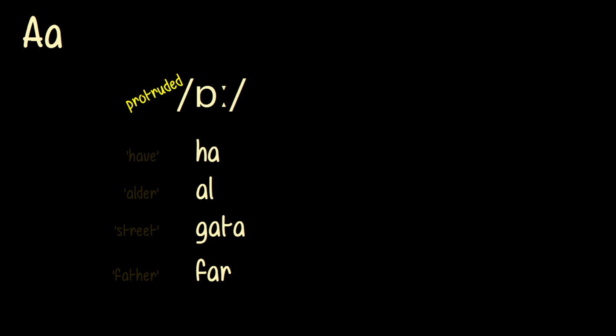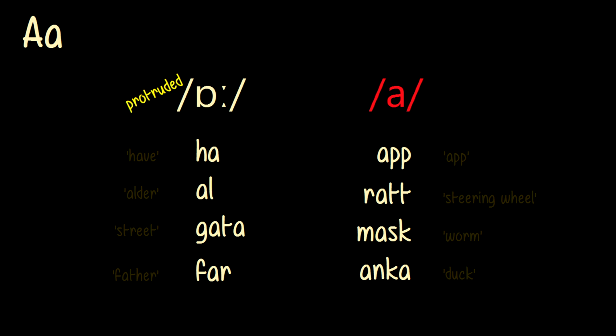Short A is pronounced A. This is the common A sound that you make at the dentist and which is found in a lot of major languages such as French, Spanish, German, Japanese, Russian, Chinese, and so on. A. App, ratt, mask, anka. Next up is the letter Ä.